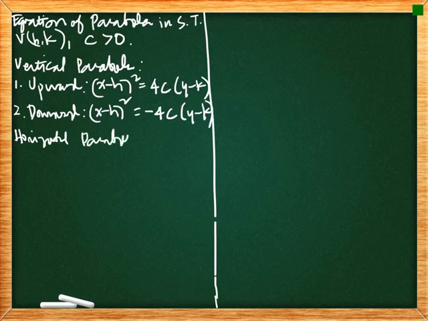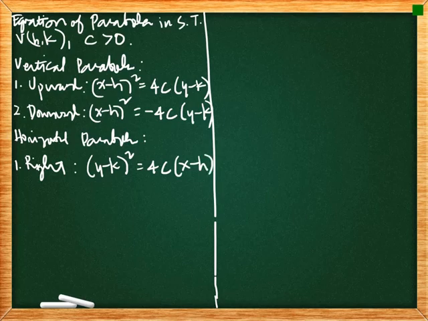Now let's come to the horizontal parabola, the one that opens either to the left or to the right. Let's talk about the parabola that opens to the right. Alright, so the equation of that particular parabola is (y minus k) quantity squared equal to 4c times (x minus h). And if it opens to the left, the equation would be (y minus k) quantity squared equal to negative 4c times (x minus h). Alright?